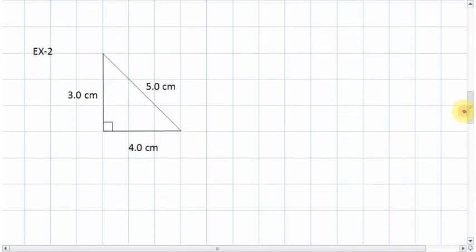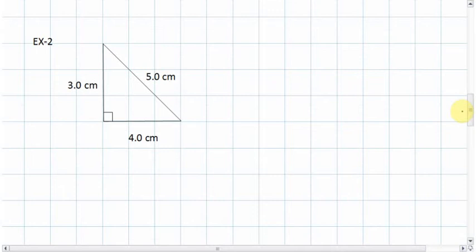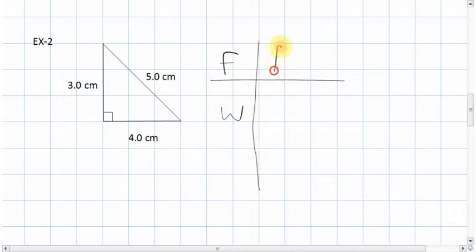Let's take a look at a slightly trickier one. Here we have a right angle triangle, height of 3, base of 4, and what's this? This 5 centimeters. Are we going to use it at all? Well, let's take a look. First, let's set it up with our usual formula work answer. The formula is area equals base times height divided by 2. A is area. B, the base is 4.